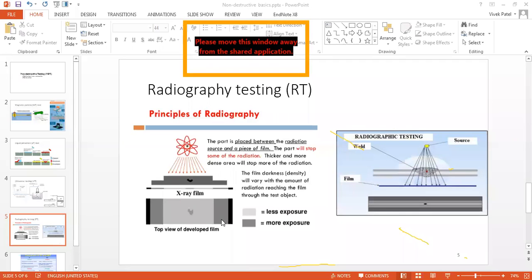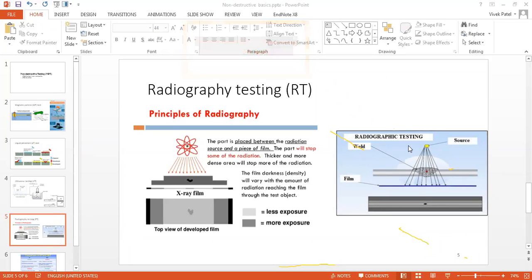You can see here, and whether the defect is there, a defect means what? A defect means there are no metallic components present. It's like the presence of oxygen, right? So you will have the color contrast on the X-ray film. Here it's better to understand: radiography testing.